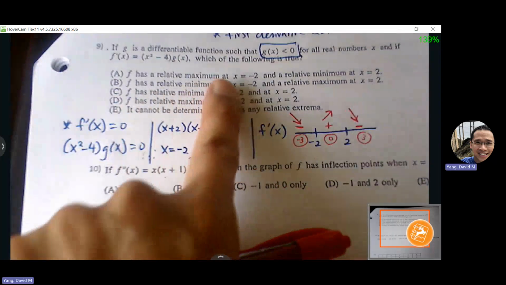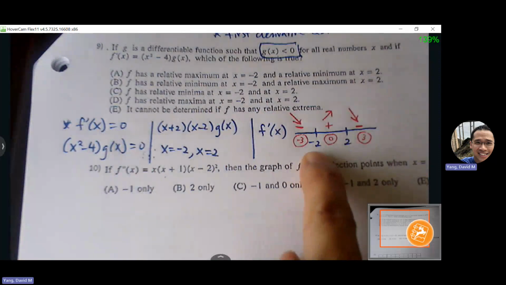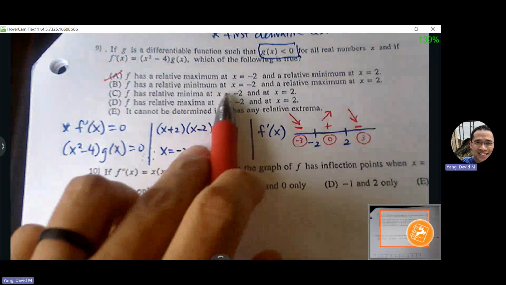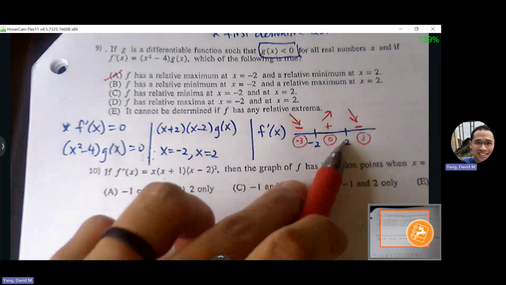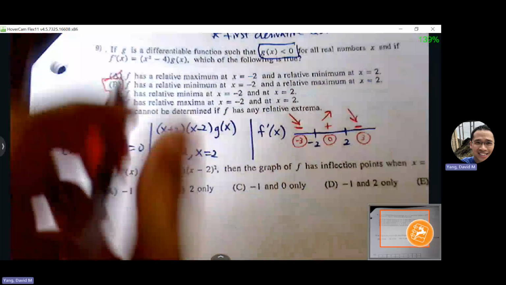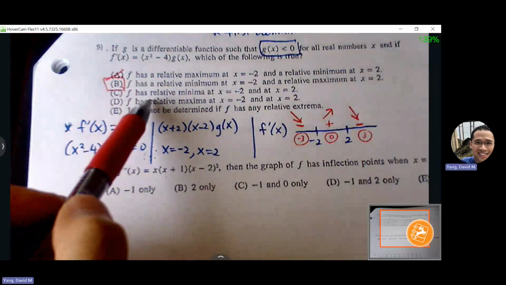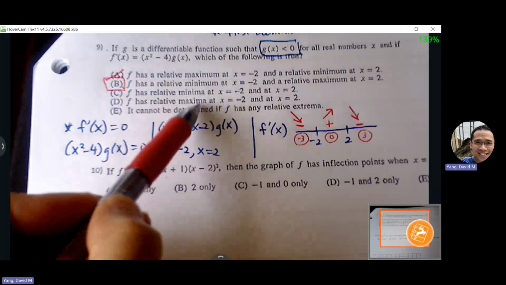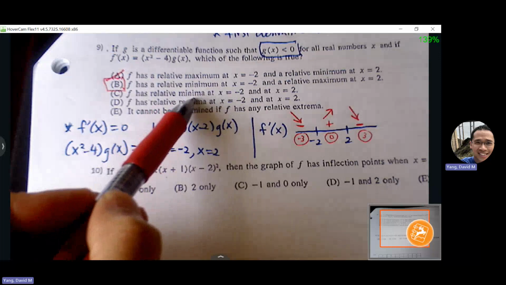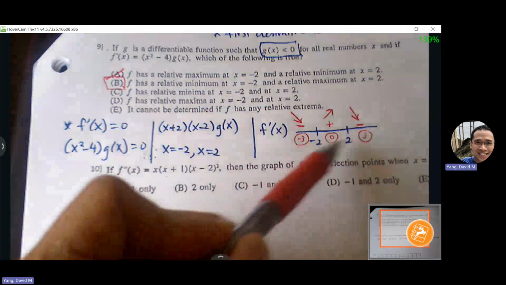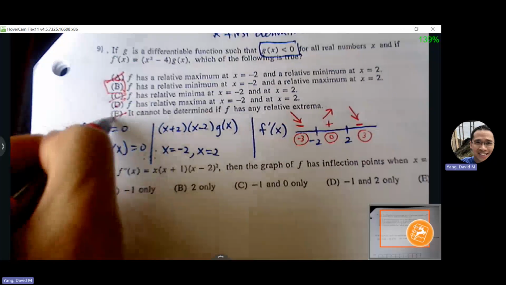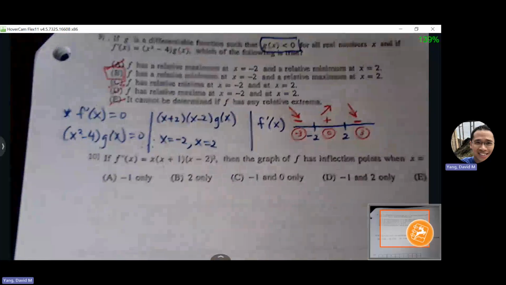So f has a relative max at x equals -2. Is that true? False, right? Relative minimum at x equals -2, relative max at x equals 2. This looks to be true. B looks like the right answer. Let's go down the other options. So f has a relative minima. So minima, maxima, all that means is these are just plural. So that means there's 2 minimums at -2 and 2, but we don't see that's the case, right? So that's not true. And then it cannot be determined, but we can, right? F prime sign line.